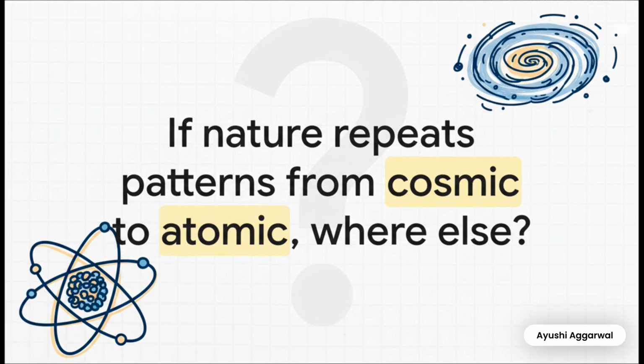So we've gone from the giant solar system all the way down into the tiny world of the atom, and we've seen this incredible repeating pattern. It really makes you wonder, doesn't it? If nature uses the same blueprint for something cosmic and something atomic, where else is that pattern hiding? Maybe in our own biology? In technology? What do you think? It's a pretty amazing thought to end on.